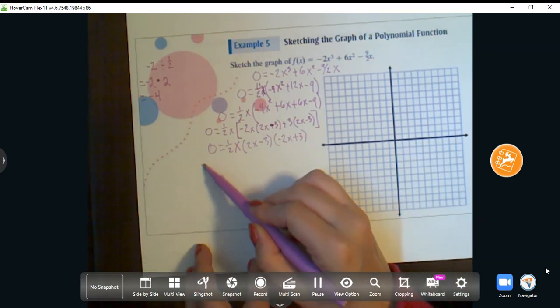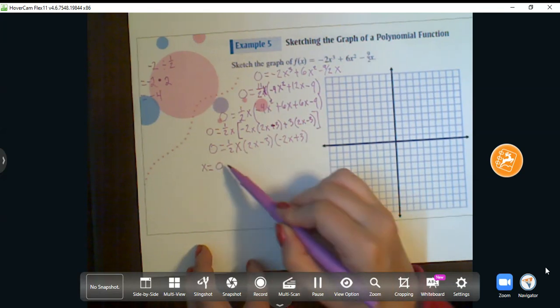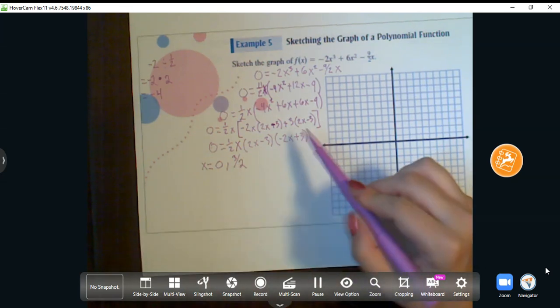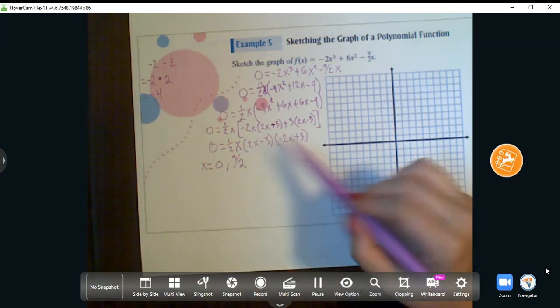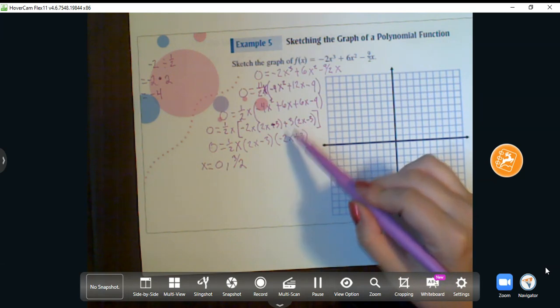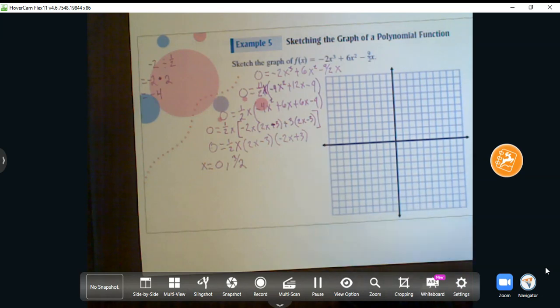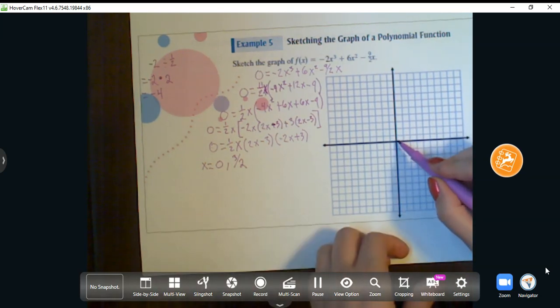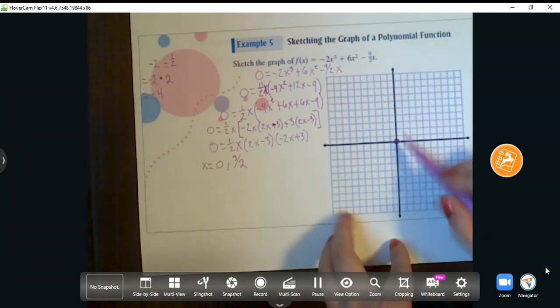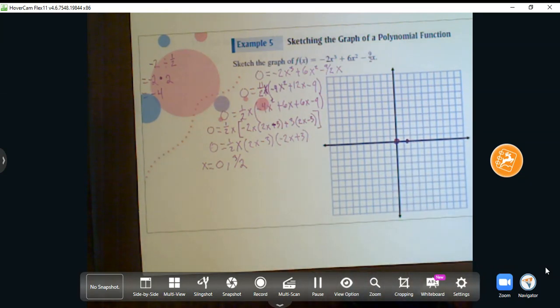So that means that my zeros are going to be 0 and 3/2, because I would add 3 divided by 2. And then here I would subtract 3 and then divide by a -2. So I also get 3/2. So that means that I'm going to have a 0, and then also 3/2, which is going to be 1.5. So that gives me a little bit of information about my graph.